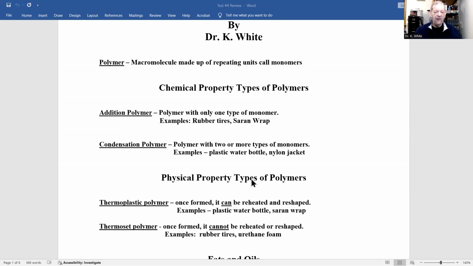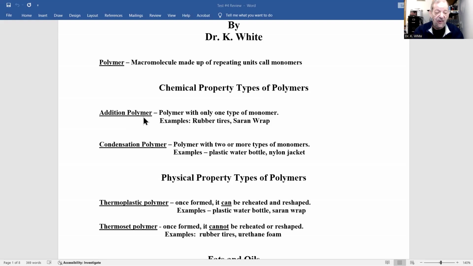When we have chemical property, you should know an addition polymer is a polymer with only one type of monomer. And you should know examples of that would be rubber tires or plastic or saran wrap, which is a brand name. Now, a condensation polymer, you're bringing a polymer with two different types of monomers together, not all the same.